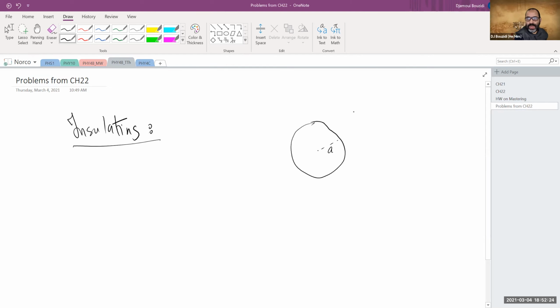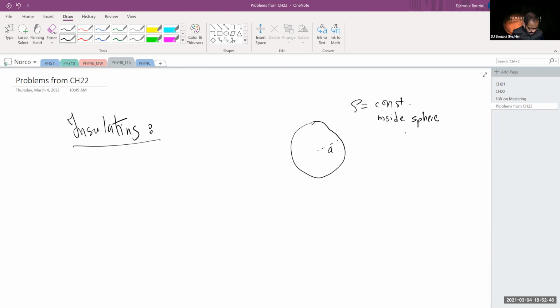It has a charge distribution rho that is uniform. This is what that means. Rho is constant inside the sphere. Rho is constant not everywhere, but inside the sphere. So that is what that word means when they say it's uniform.